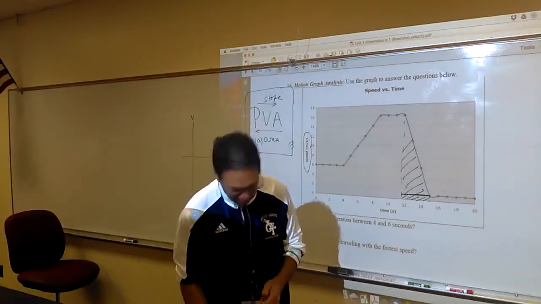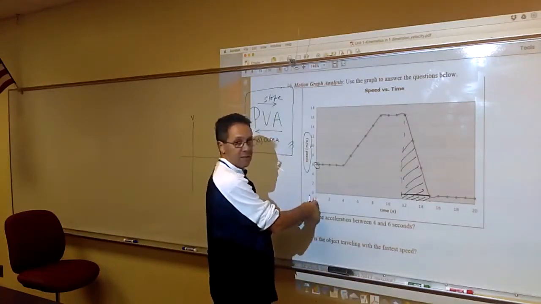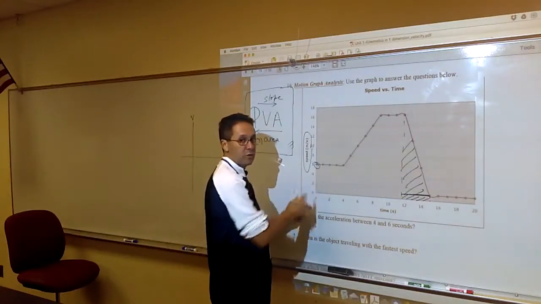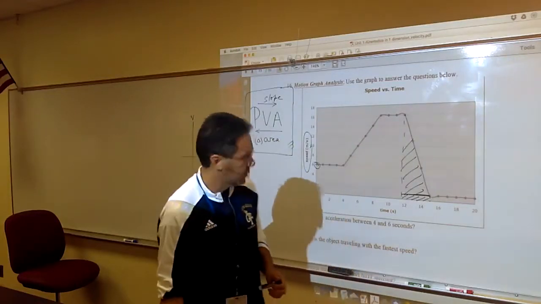What's the meaning of the number 6? It means this number 6 here. This means when the clock starts, the speed is 6 meters per second. So that's pretty much your initial velocity. All right, the next page.